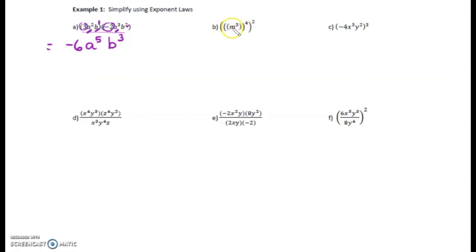Okay, b, m to the 3, to the 4, to the 2. This is power of a power, so all of these numbers are going to be multiplied. So 3 times 4 is 12, times 2 is 24. That's it.